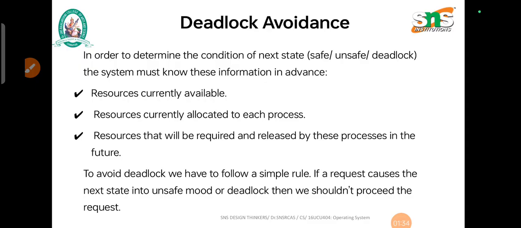Next is deadlock avoidance. In order to determine the condition of the next state, whether safe, unsafe or deadlock, the system must know this information in advance: resources that are currently available, resources currently allocated to each process, and resources that will be required and released by each process in the future. To avoid deadlock, we have to follow a simple rule. If the request causes the next state to be an unsafe state, that is deadlock, then we should not grant it and should proceed to the next condition.